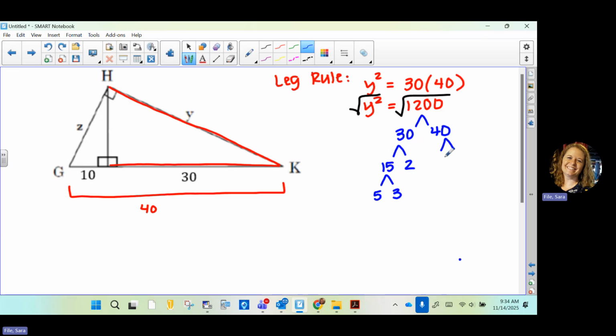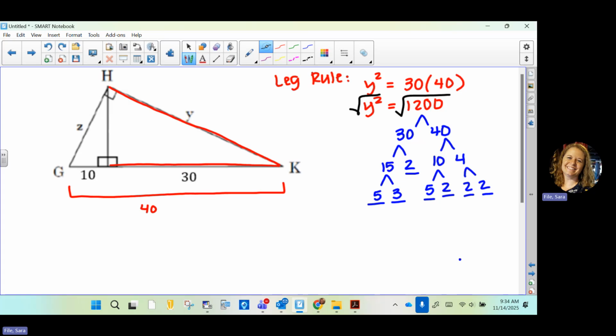But 40 we can keep going. What would multiply to 40? 10 times 4. What would multiply to 4? 2 times 2. Now 2 is prime. What would multiply to 10? 5 times 2. And those are all prime. So now here's all my prime numbers, the end of each branch, right?